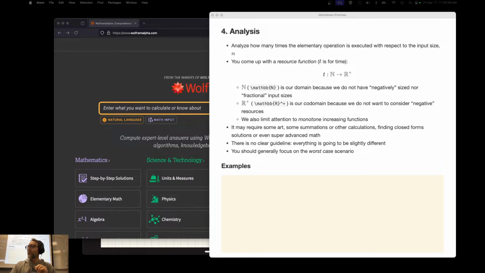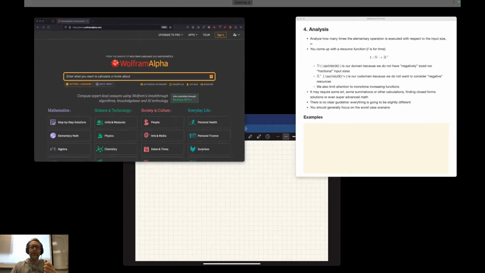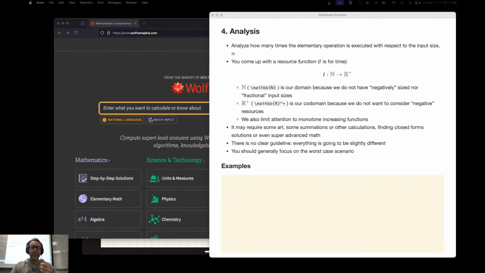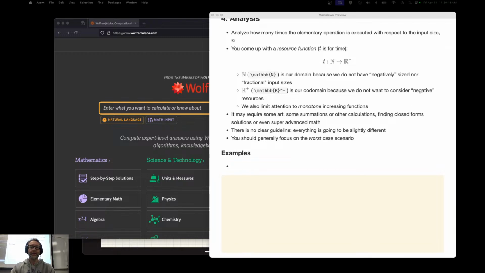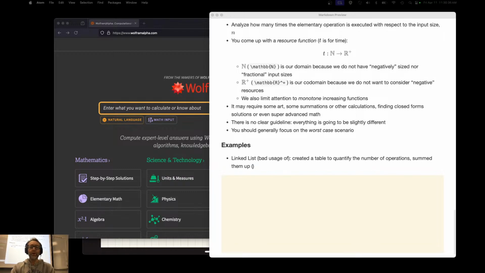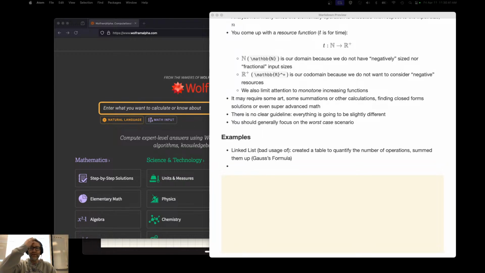Right, so we've gone through a couple of examples of analysis already. And before we proceed, I just wanted to make sure that we remembered those examples. One of them, of course, was the linked list, the bad linked list, the bad usage of it, right? The way that we did that is we created a table to quantify the number of operations, and then sum them up. And remember, the tool that we used to do that was Gauss's formula, right? And we proved that. Yeah, I think we proved it using induction yesterday.